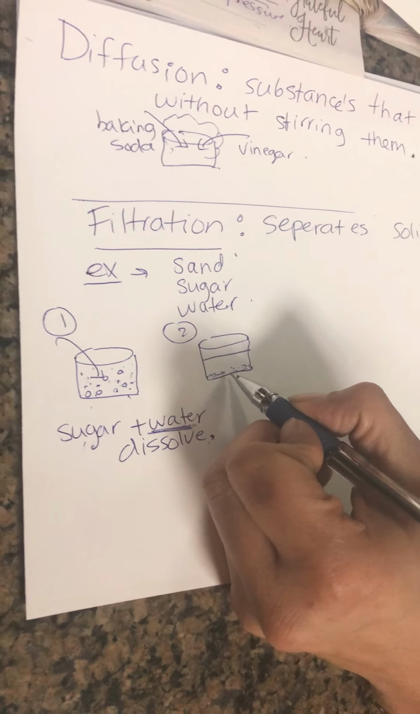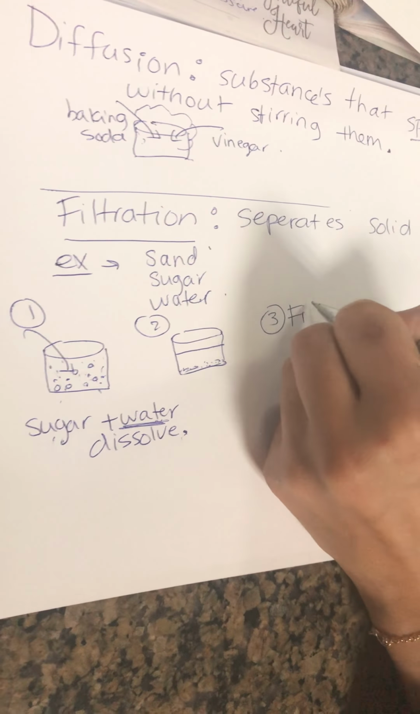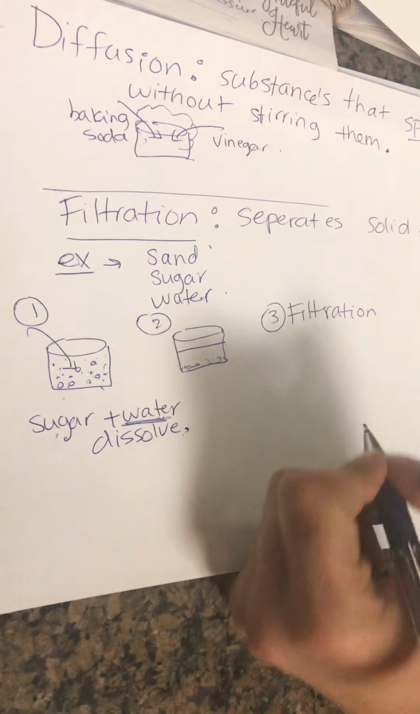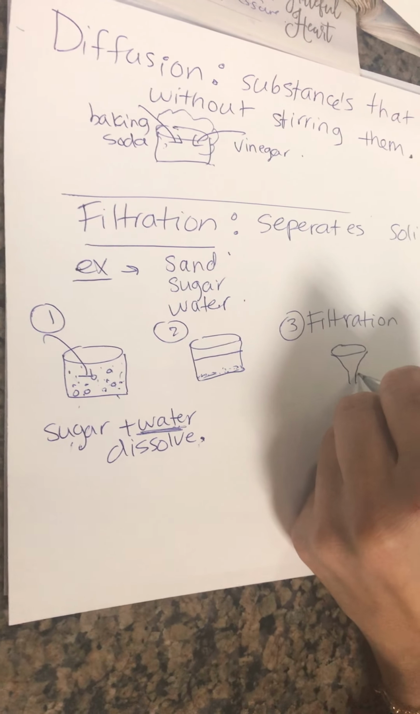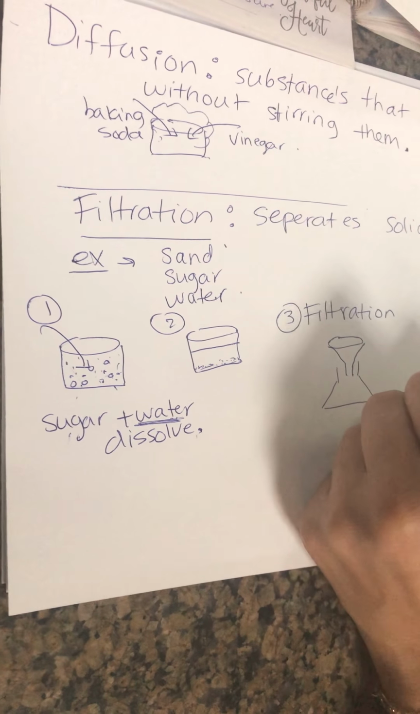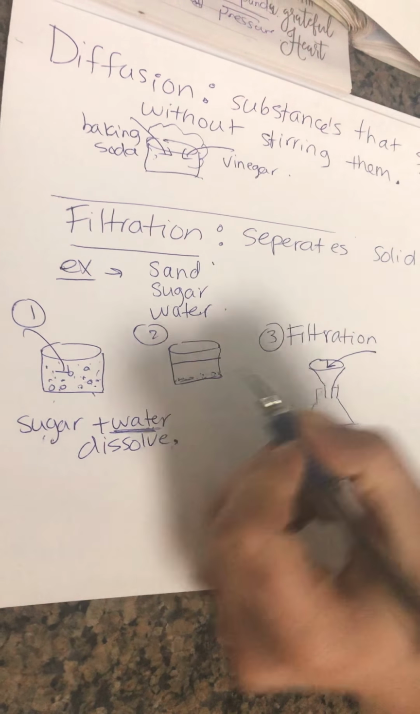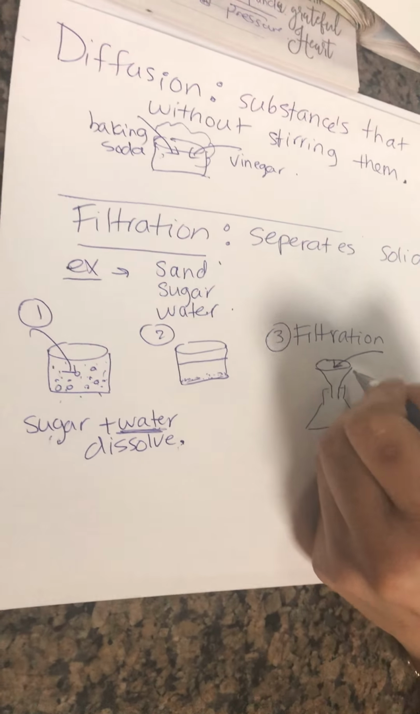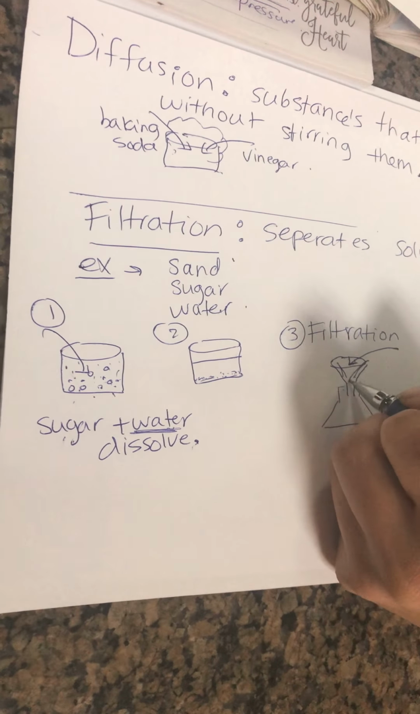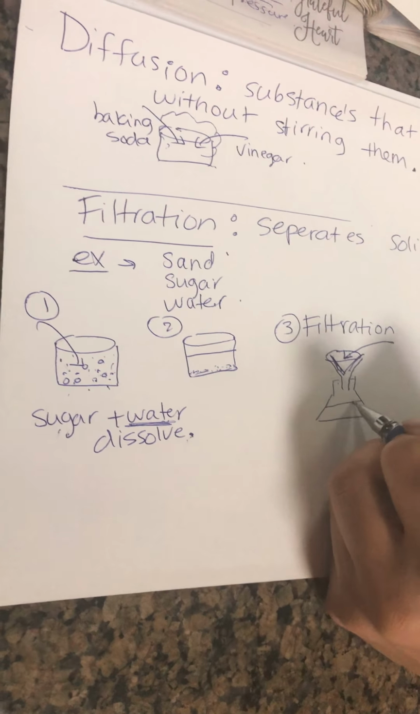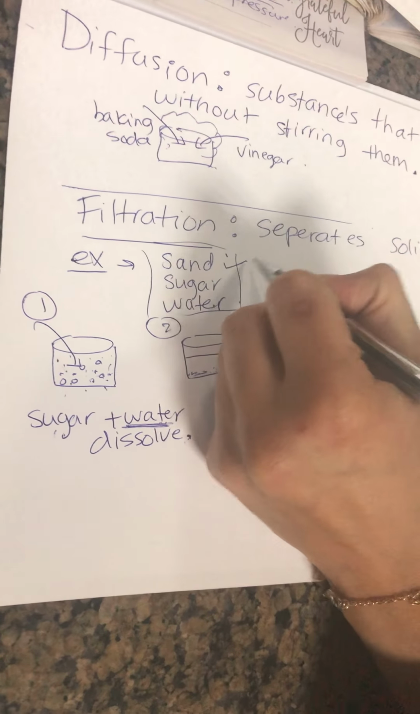Now, how do we separate the sand from the water and the sugar? With the process that we just described, which is called filtration, we need to filter it. So we get a funnel and we place it in a beaker or in a flask. And then we pour our mixture on the top. When you pour it on the top, the insoluble substance will stay at the top, in the funnel paper, and the soluble substances will go down. The insoluble substance in this equation is sand.